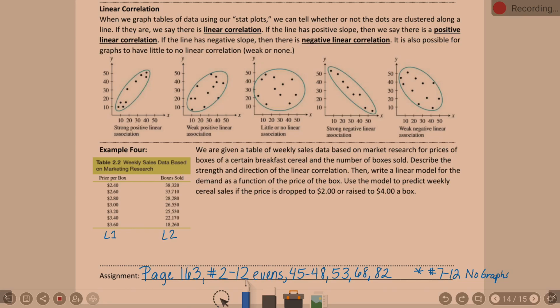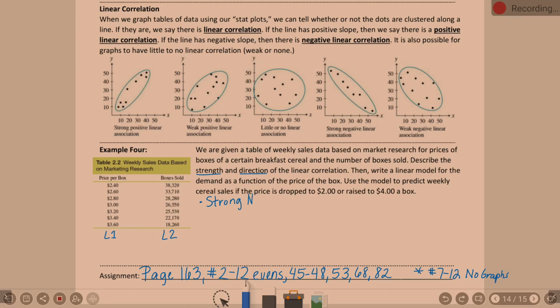Okay. Now, first of all, we can answer the first question, which was describe the strength and direction of the linear correlation. What would you say about that? What'd you say? Strong negative? Definitely going in a negative direction because it has negative slope. And I would say it's pretty strong. So for that answer, I'm going to say strong, negative.